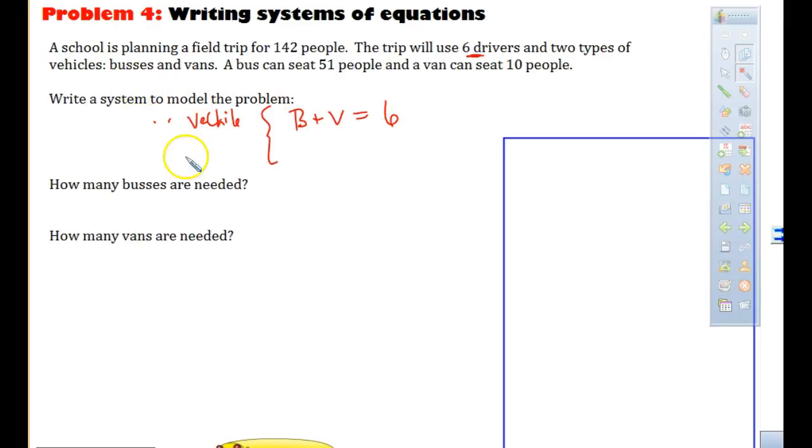So the next one, after we look at the vehicles, is kind of like the value one. It's looking at the number of people. So Tanya, if we're looking at the number of people on each one, what might that equation look like?